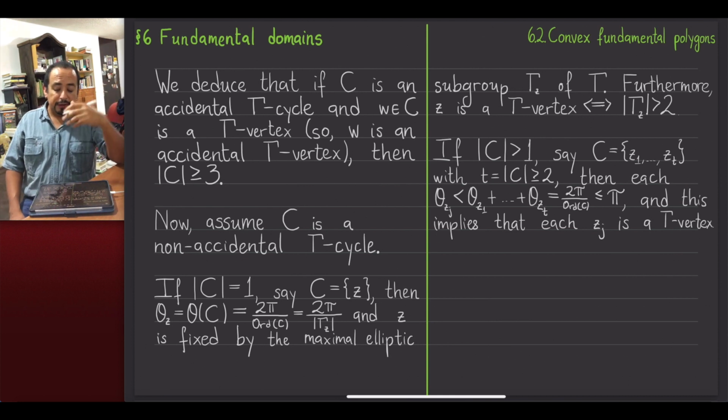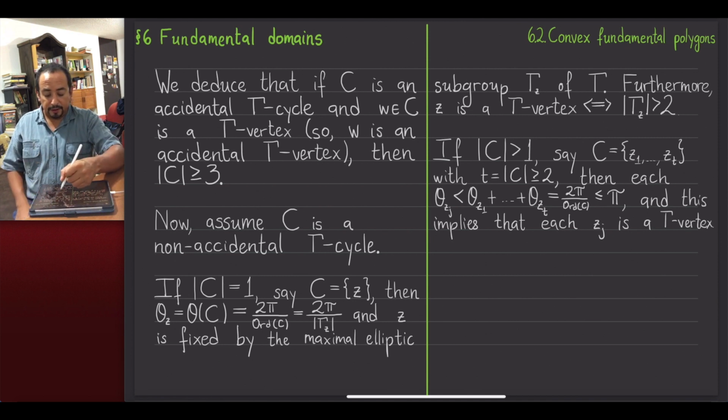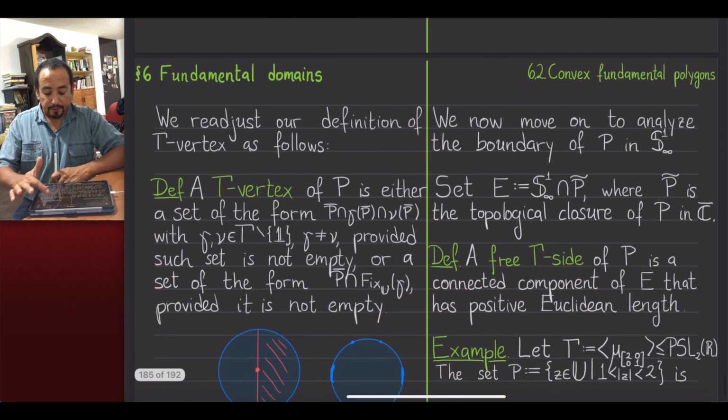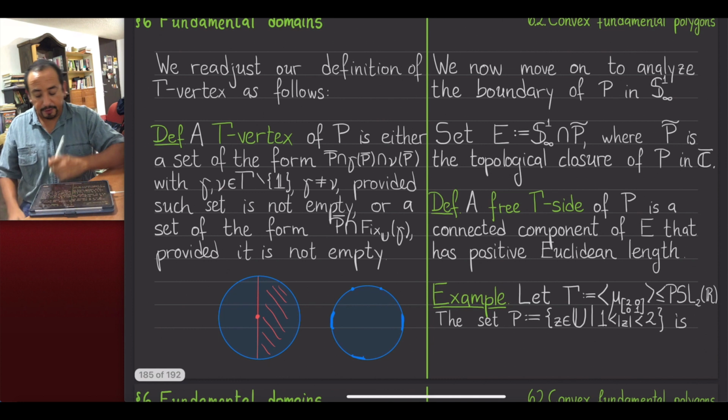Okay, and then we said that since we don't want to be always distinguishing this only possible situation where the non-accidental gamma cycle may have some elements that are not gamma vertices, we are going to update our definition of what a gamma vertex is. So our new definition of gamma vertex is this one.